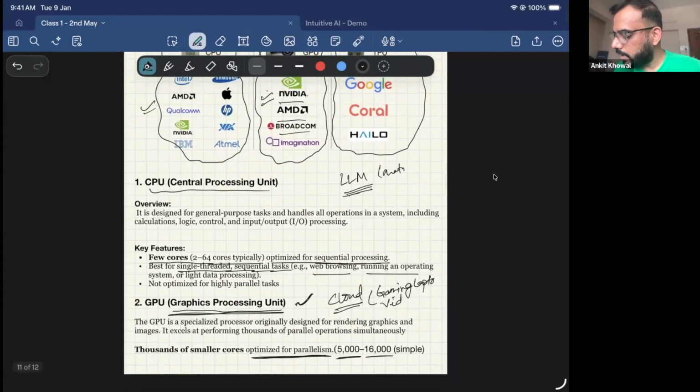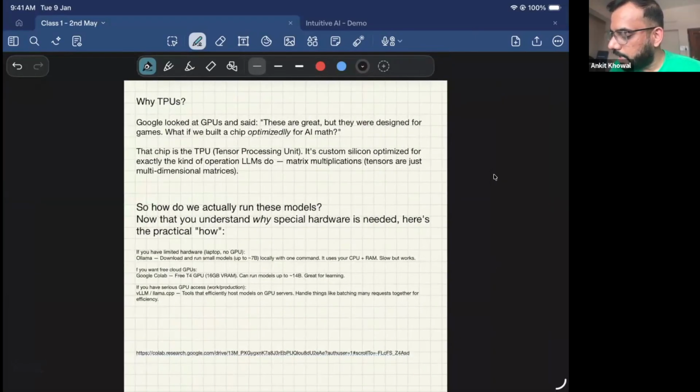Google came up with this concept. Google looked at GPUs and said they are great, but they were designed for games. What if we build a chip that was made for AI math? They said, okay, GPU is fine, I can run my models there and train them. But GPU is a graphics processing unit, so why not come up with a chip specifically for AI? That is why they introduced the TPU, tensor processing unit. They are chips which aid the math that LLMs do. So you can use a GPU or TPU to run the math.